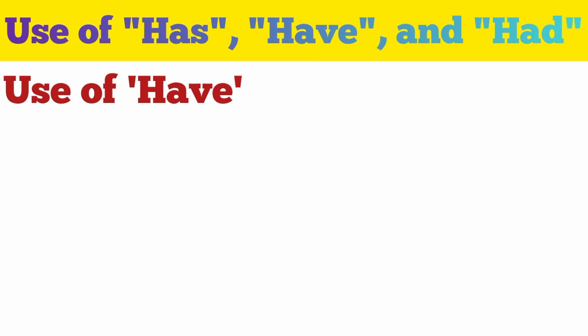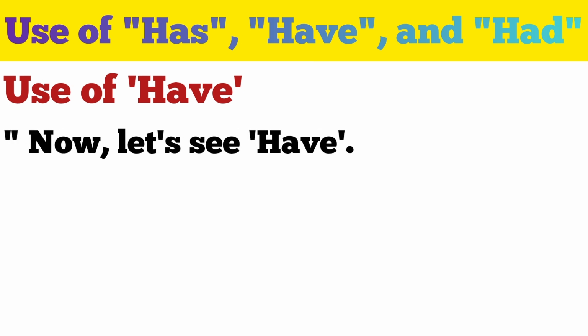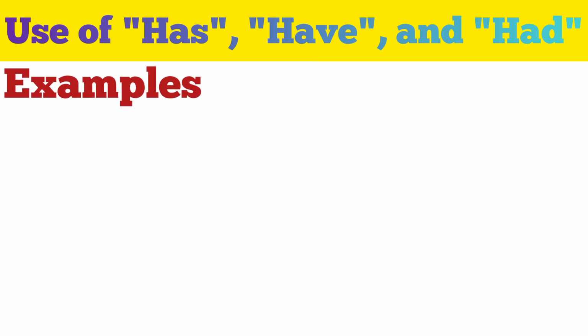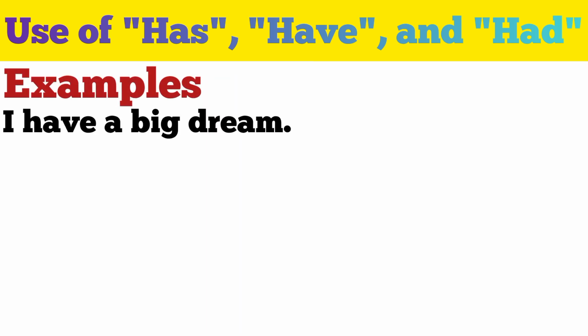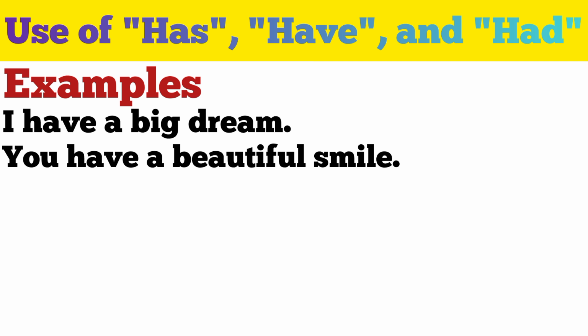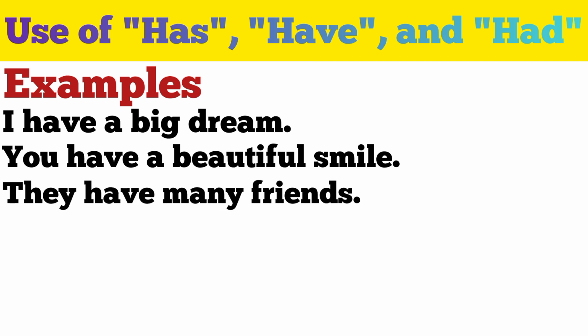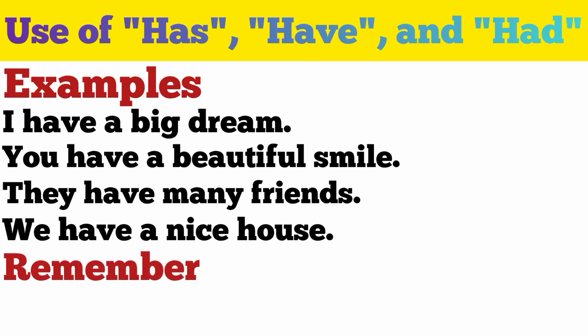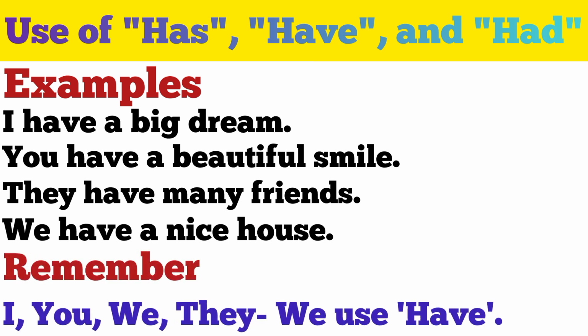Use of have. Now, let's see have. We use have with plural subjects and also with I and you. Plural means more than one. Examples: I have a big dream. You have a beautiful smile. They have many friends. We have a nice house. Remember, I, you, we, they. We use have.